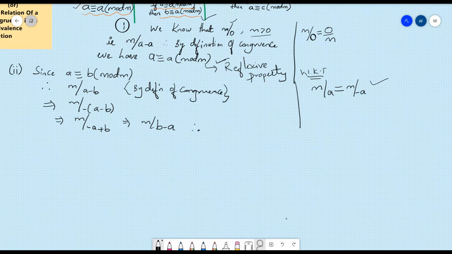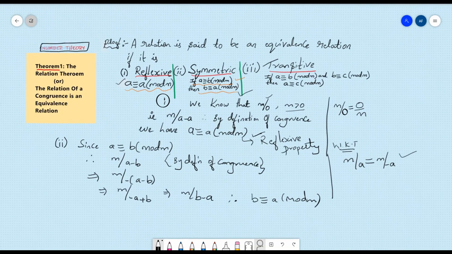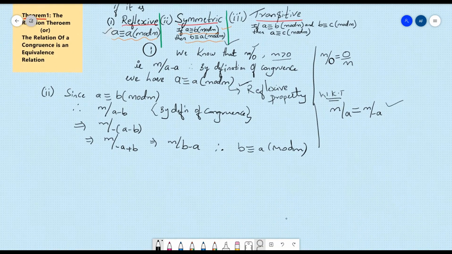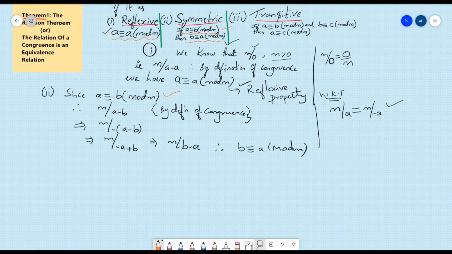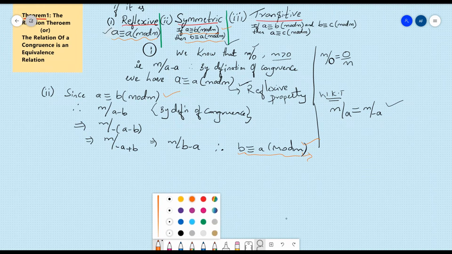Therefore, again by the definition of congruence, I can write b is congruent to a mod m. That is the result we need. Since we have taken this here, at last we have proved this. So this is your symmetric property.